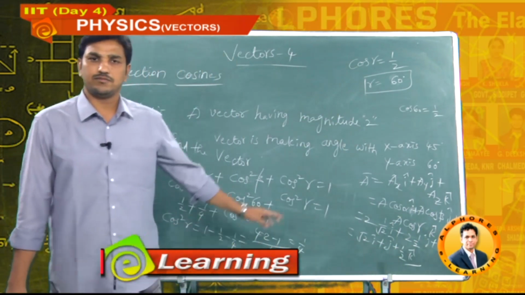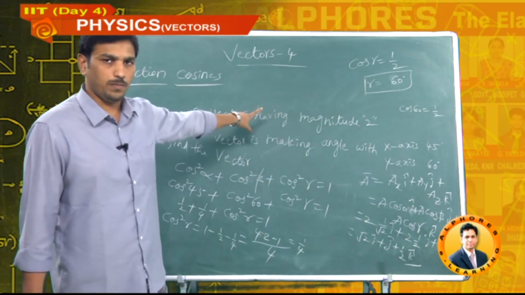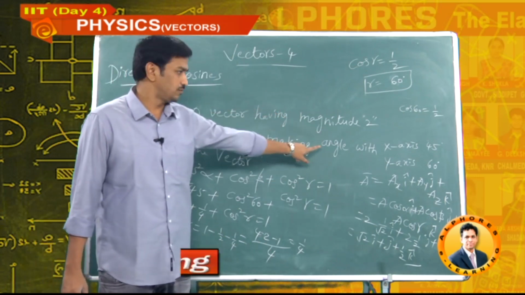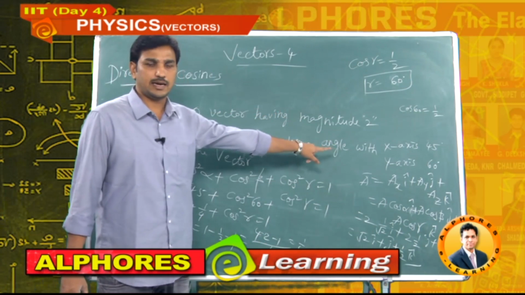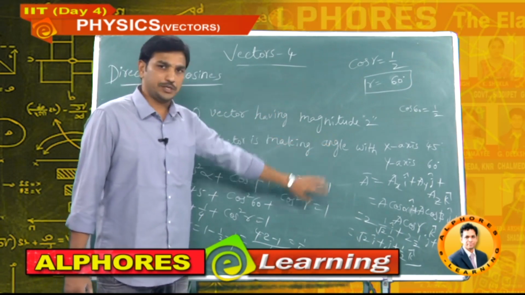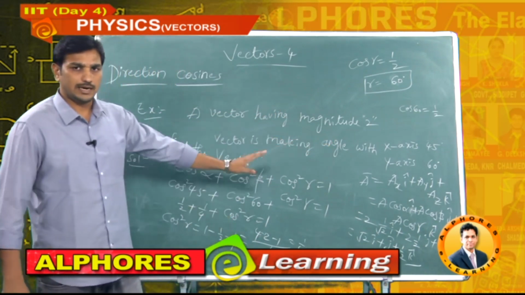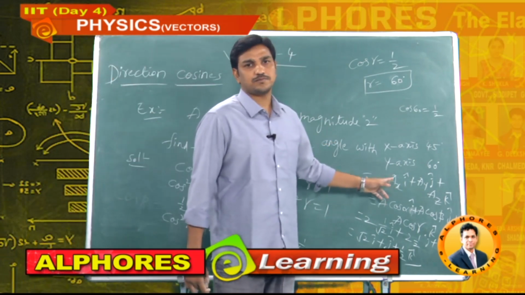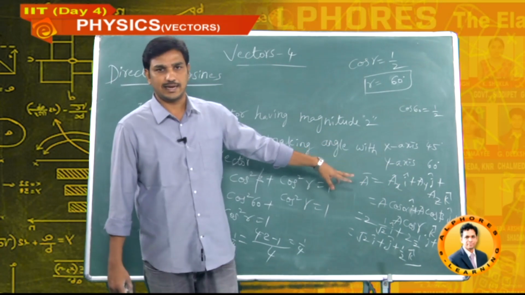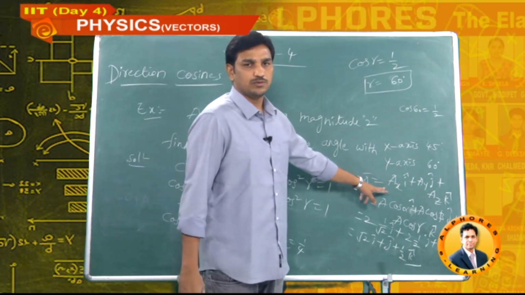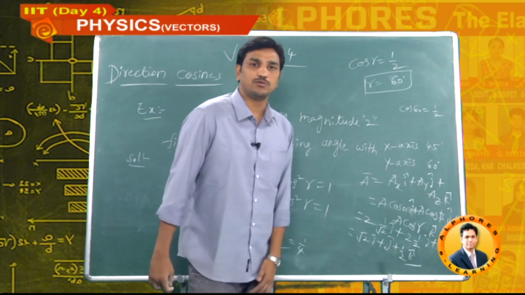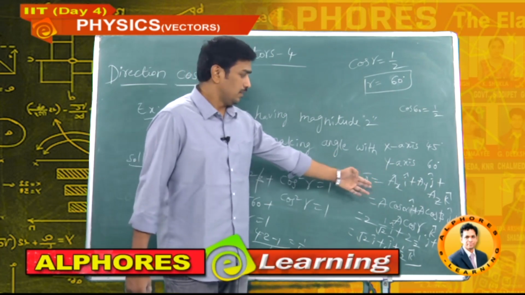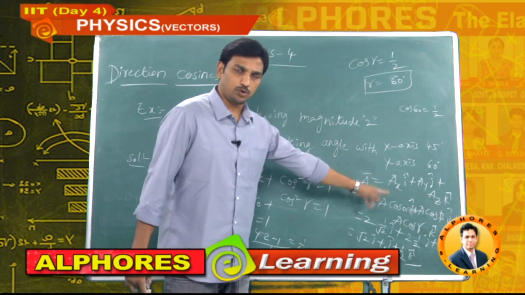So they have given a vector of magnitude 2, making an angle of 45 with the x axis and an angle of 60 with the y axis. Now we have to calculate the A bar vector. I know A bar is AX I cap plus AY J cap plus AZ K cap. What is the AX value? A cos alpha. What is the AY value? A cos beta. What is the AZ value? A cos gamma. Here the A value given in the problem is 2.